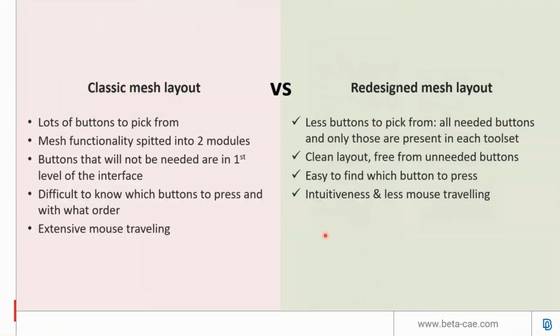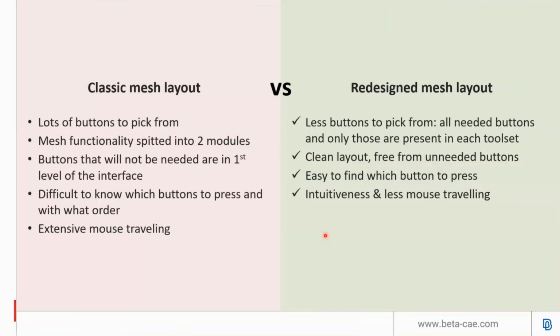When compared to the classic mesh layout, where we have lots of buttons to pick from and the mesh functionality split into two modules, here with the new redesigned layout, we have fewer buttons to pick from, and all needed buttons are only those present in each toolset. Buttons that will not be needed are in the first level of interface in the classic mesh, and it is difficult to know which buttons to press and in what order. In the redesigned mesh layout, we have a clean layout free from unneeded buttons, and they are easy to find.